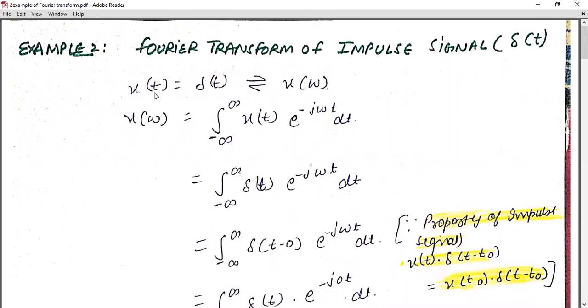The Fourier transform of x(t) is X(ω), and the formula is X(ω) = ∫ from minus infinity to infinity of x(t) e^(-jωt) dt. By substituting x(t) = δ(t), as we are taking the Fourier transform of the impulse signal, we get the integral from minus infinity to infinity of δ(t) e^(-jωt) dt.